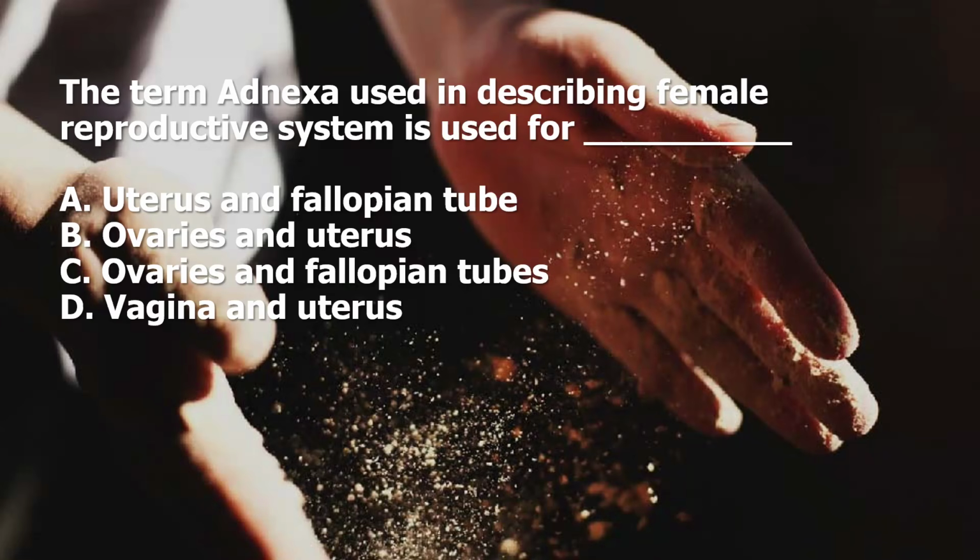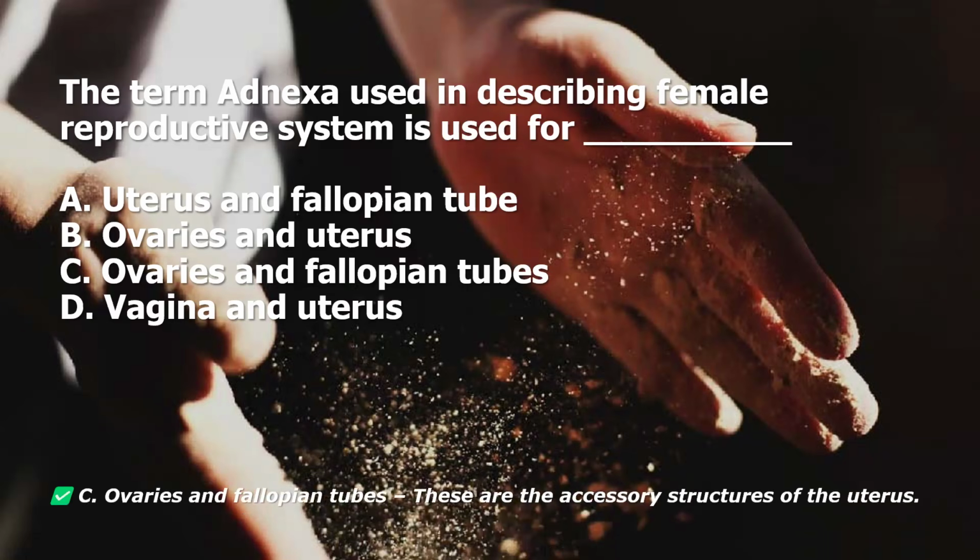The correct answer is C, ovaries and fallopian tubes. These are the accessory structures of the uterus. So adnexa is actually used for accessory structures of the female reproductive system.